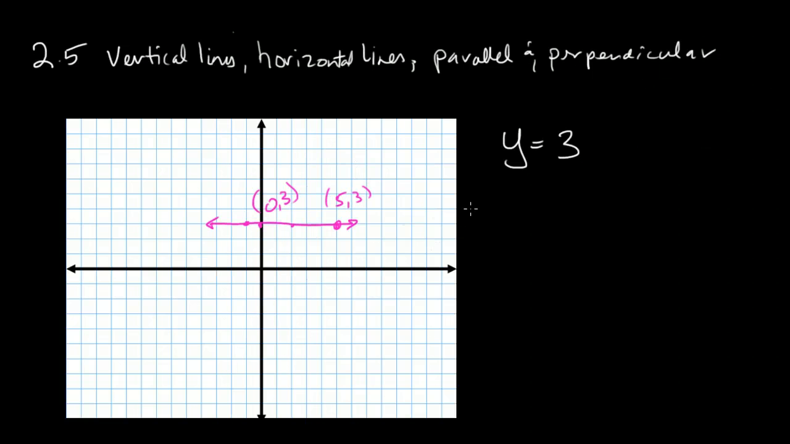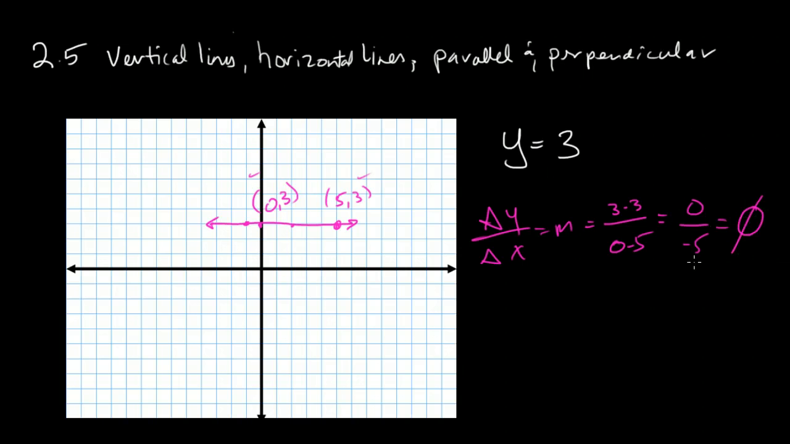Our slope is the change of y over the change of x. That's our slope. And our slope in this case is 3 minus 3 over, say, 0 minus 5. Now, 3 minus 3 is 0. And 0 minus 5 is -5, but 0 divided by any nonzero number is 0. So whenever we have y is equal to a number, whenever we have a horizontal line, then our slope is 0.